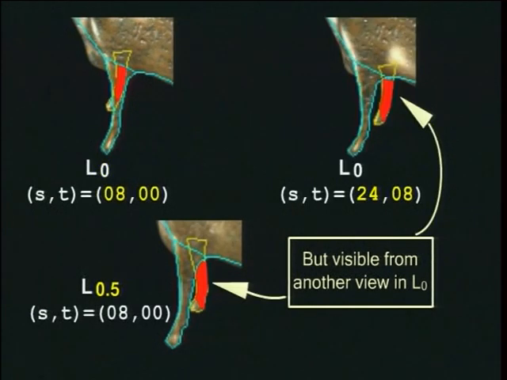Ray space warping can fill this hole by taking rays from other views of L0. Here we show a view in which the area in red is fully visible. For each occluded ray, we use the nearest visible ray. The details are explained in the paper.